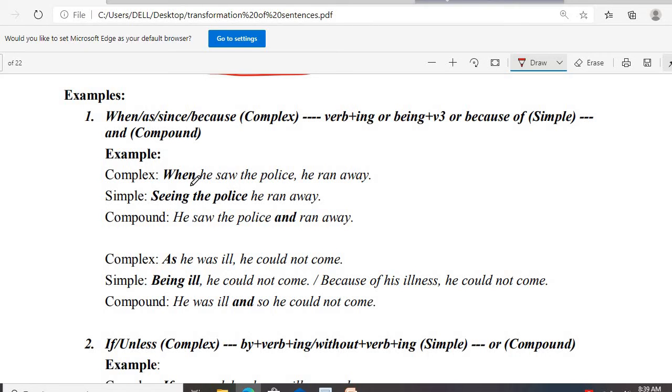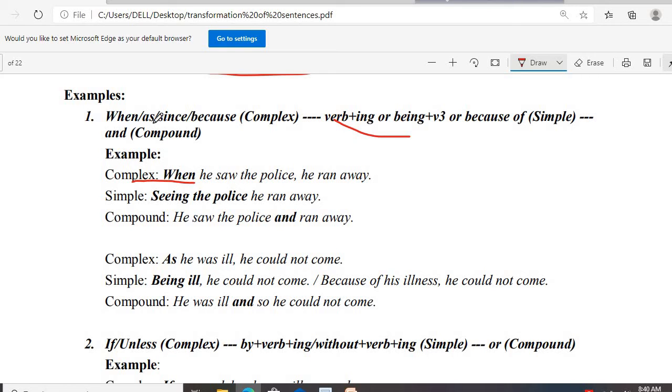If you have when, as, since, because in a complex sentence, you will make it simple by using ing with the verb, or being. Seeing the police, he ran away. Seeing the police, he ran away.